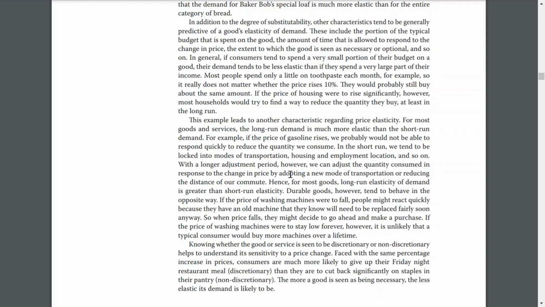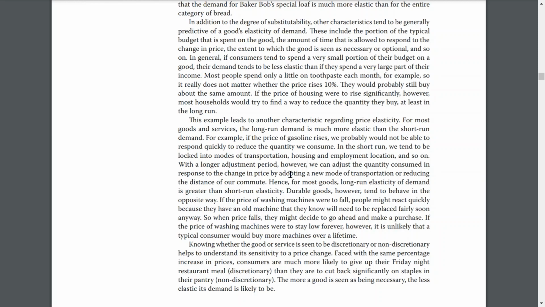In general, if consumers tend to spend very small portions of their budget on a good, their demand tends to be less elastic than if they spend a very large part of their income. Most people spend very little on toothpaste each month, for example, so it really does not matter whether the price is raised by 10%; they will probably still buy about the same amount. If the price of housing were to rise significantly, however, most households would try to find a way to reduce the quantity they buy, at least in the long run.